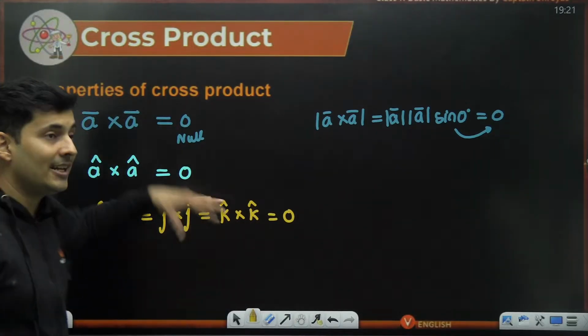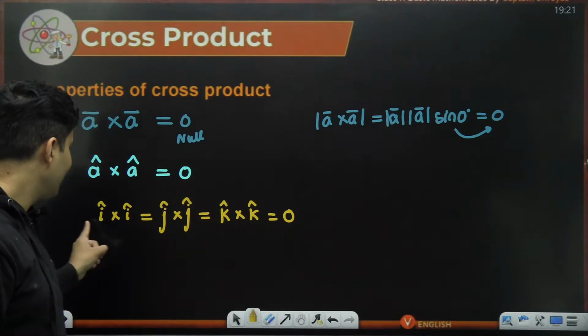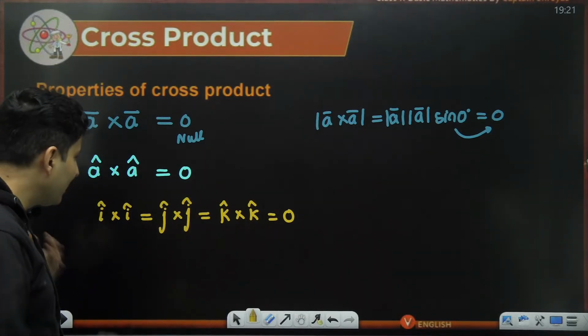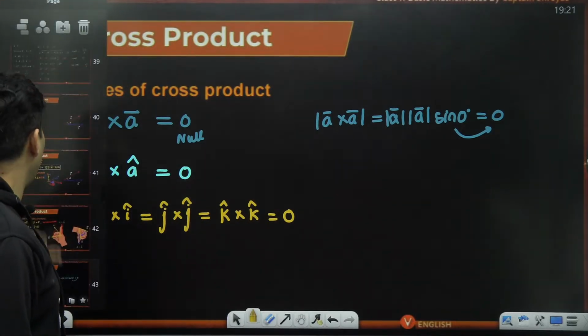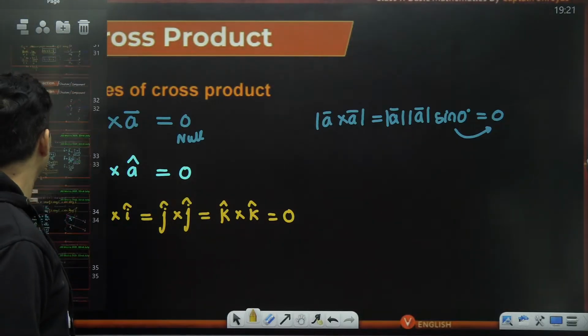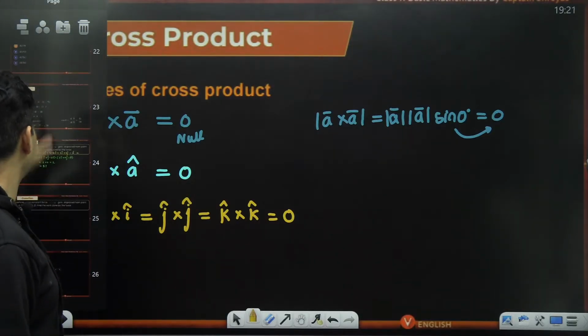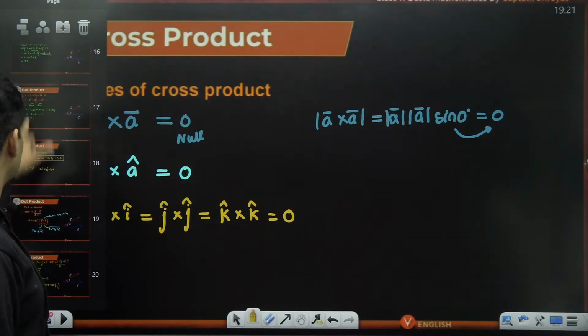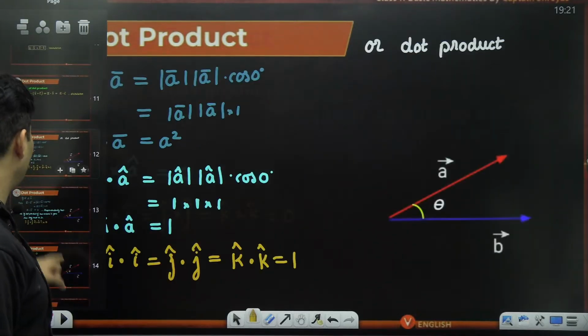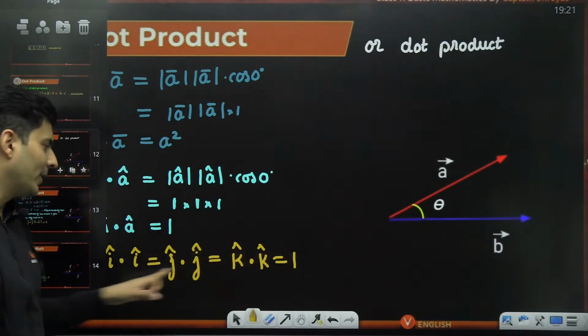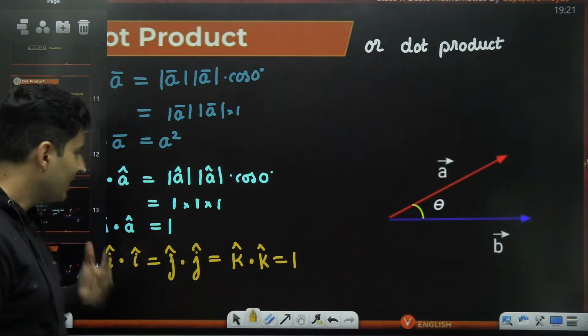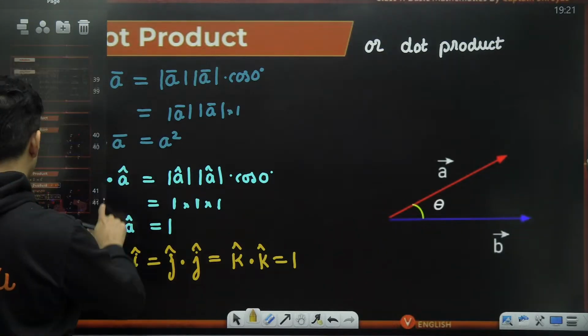This is exactly opposite to the dot product. Here, the cross product with itself is 0. If you go back to our dot product, i dot i, j dot j were all 1. Look over here. All of them were 1. Here it is exactly 0. So keep that in mind.